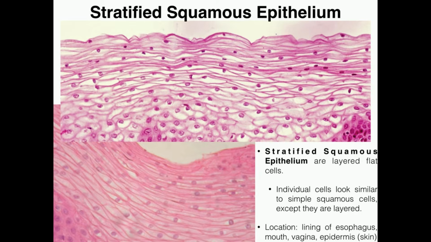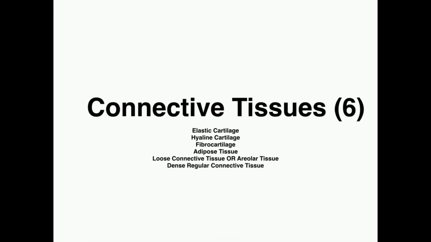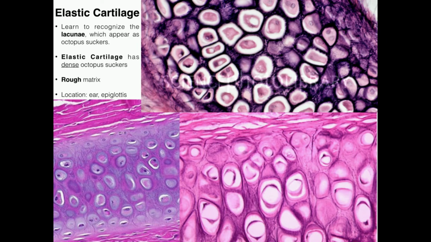All right. Now we're going to go into the connective tissues. I think to some extent these are actually a little bit easier than the epithelial tissues. That's just my opinion. And in this course we have 6 of them. All right, we're first going to look at the 3 types of cartilage. The first is elastic cartilage.